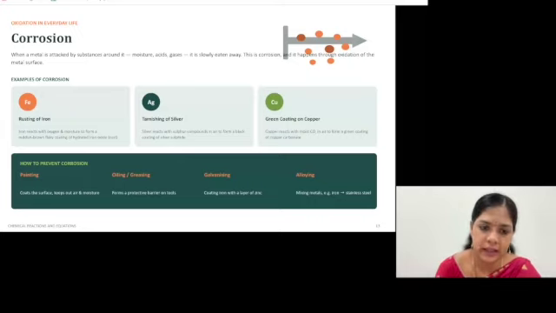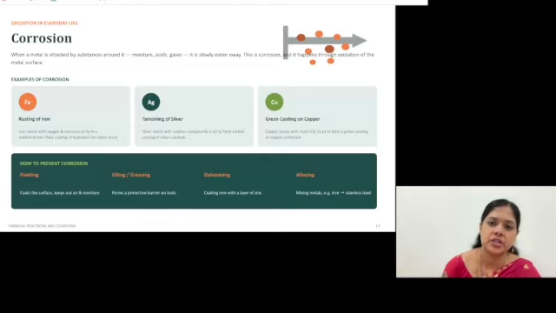So how to prevent this corrosion? Yes, we can paint, we can apply oil or grease, then galvanizing and alloying. So these are a few methods to avoid corrosion. These things were also discussed in the metals concept. If you want, you can check.